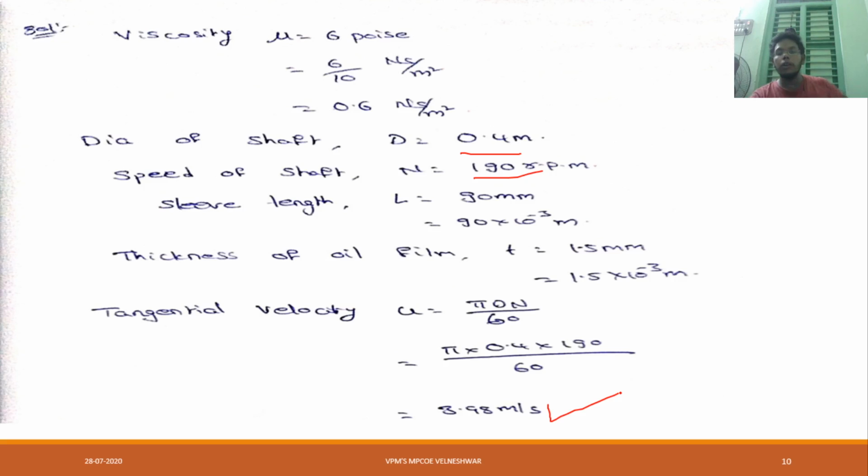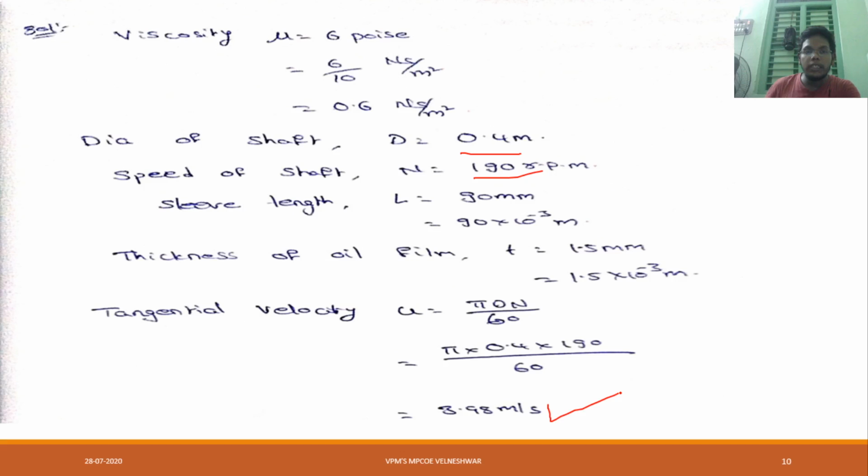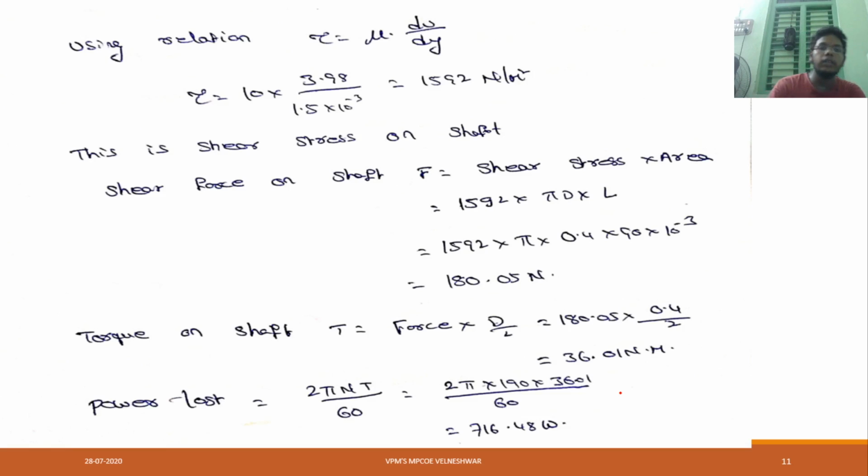So ultimately what we have to find? We have to find the value of shear stress, that is tau value. So tau is equal to mu into du by dy. Mu value, how much has he given for us? 0.6. Sorry, here I have written 10. Instead of 10, take this as 0.6.